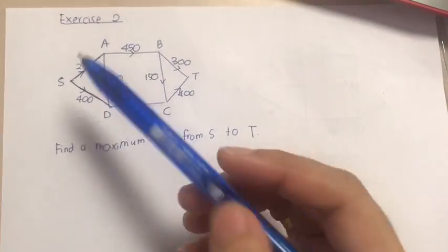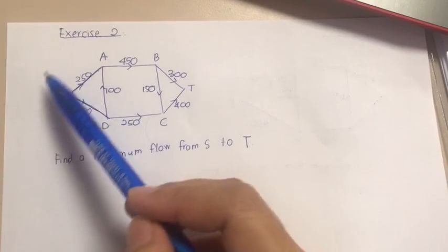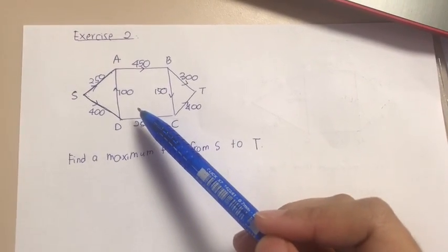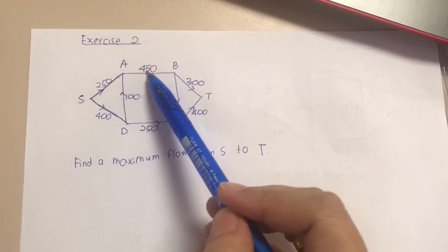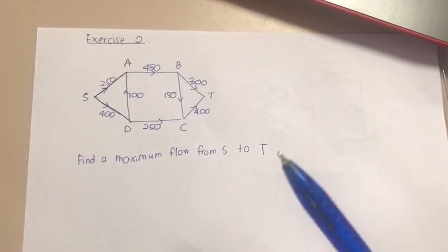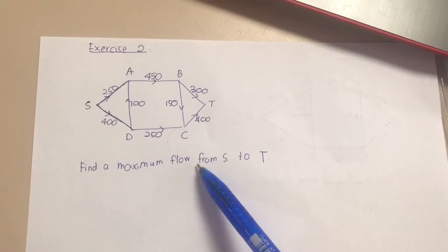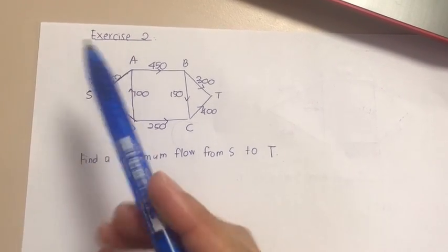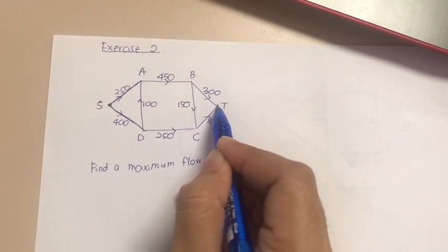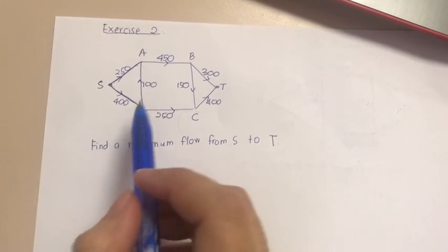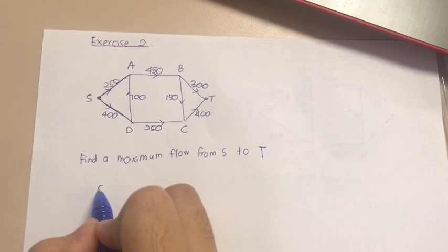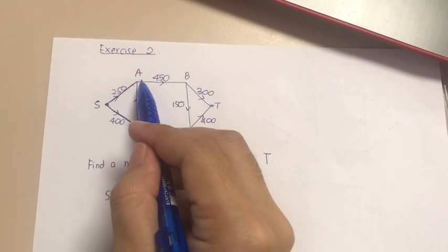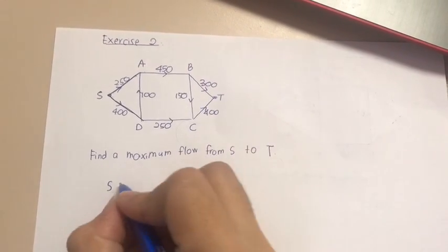Alright. Okay, we continue with exercise 2. This graph is a directed graph because it has arrows. The question is to find the maximum flow from S to T. First of all, we need to find a possible path from S to T. So we get S to A to B to T.